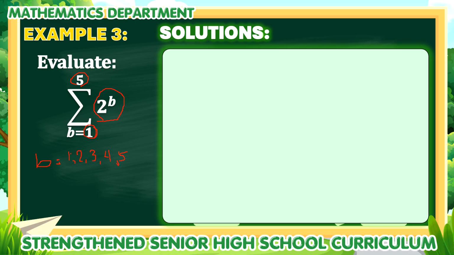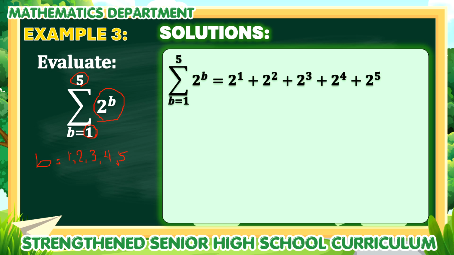So knowing that these are the values of b that we will be using, we can now write our expression, summation of 2 raised to b, where b ranges from 1 to 5, as this one. Our first term here represents our 2 raised to b evaluated at b equals 1. That is why we have here 2 raised to 1. Our second term is for b equals 2. That is why from 2 raised to b, we have here 2 raised to 2. And then the same for our third term. This is for b equals 3. That's why we have 2 raised to 3.